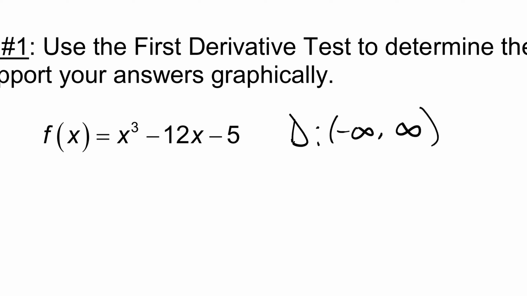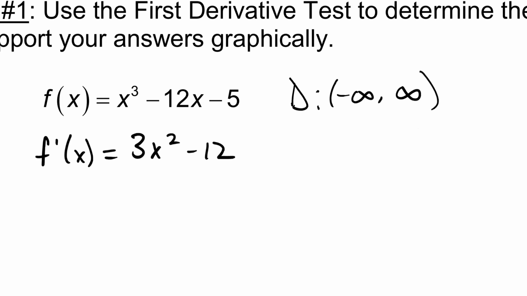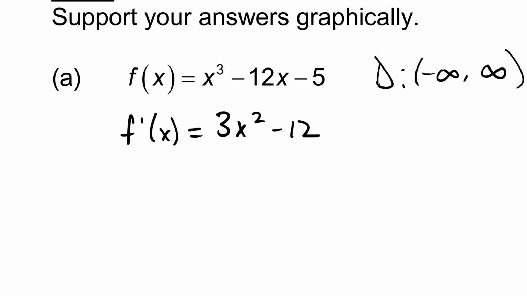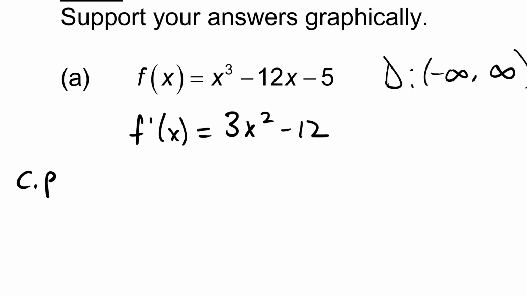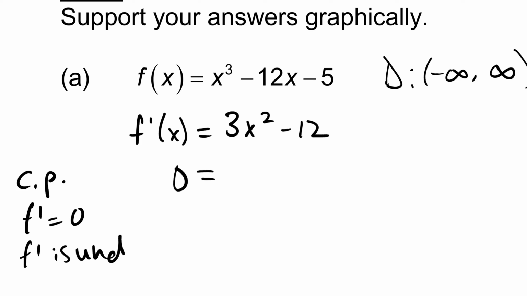Okay, for the first derivative test, I have to take the first derivative. f prime of x is 3x squared minus 12. Then we want to find the critical points. Critical points are where f prime is equal to 0 or f prime is undefined. Since this is a polynomial, 3x squared minus 12, it's never going to be undefined. It's literally a parabola, so I just have to set it equal to 0.